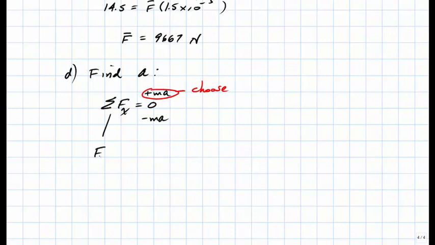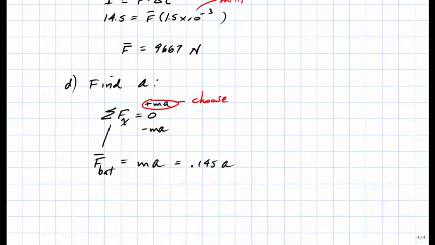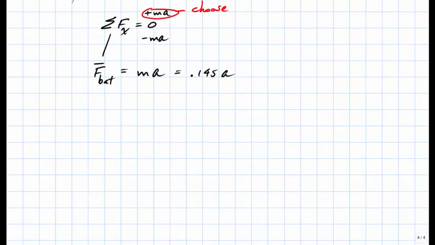So the force of the bat, and this is the average force that we're referring to, just equals the mass times the acceleration. The mass of the ball, again, is 0.145 kilograms times the acceleration. The force of the bat was just calculated as 9,667 newtons.